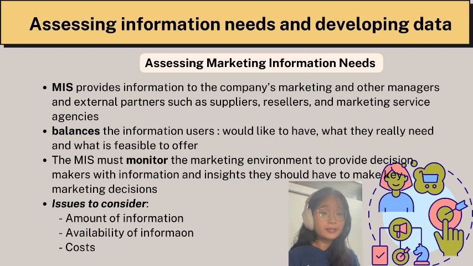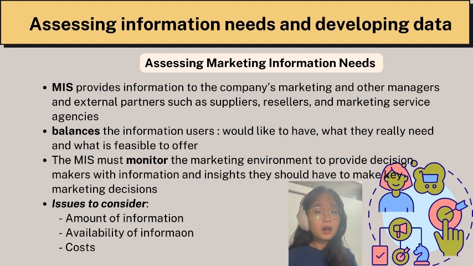So the next part is assessing marketing information needs. An MIS provides information to the company's marketing and other managers and to external partners such as buyers, resellers, and marketing service agencies. A good marketing information system should balance what the information users would like to have, what they really need, and what is feasible to offer. The MIS must monitor the marketing environment to provide decision makers with the information and insights they need to make key marketing decisions.